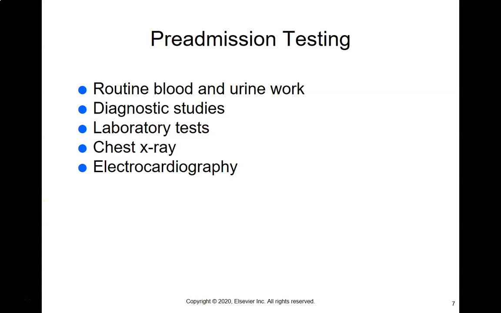Pre-admission testing. Routine blood and urine work. When a laboratory panel of tests is performed, each separate test must be itemized and must show the clinical benefit for each test performed based on the patient's diagnosis. Diagnostic studies, laboratory tests, chest x-rays, and electrocardiography, also known as EKG or ECG, are all part of pre-admission testing.